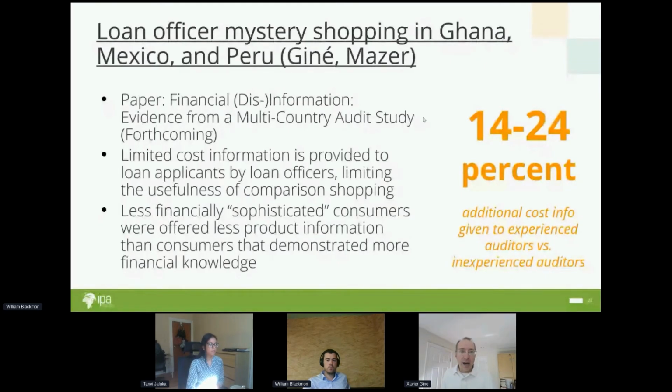But also we found that because they asked for more information, experienced auditors ended up with more information, and of course they were able to choose the cheaper product, right?